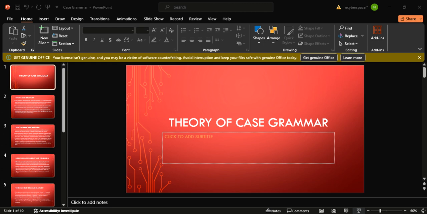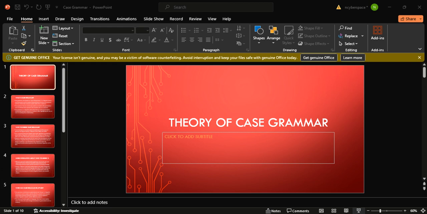Next is possession. The possession case indicates ownership or belonging. This is Sarah's book. So who did the book belong to? To whom did the book belong? It belongs to Sarah.